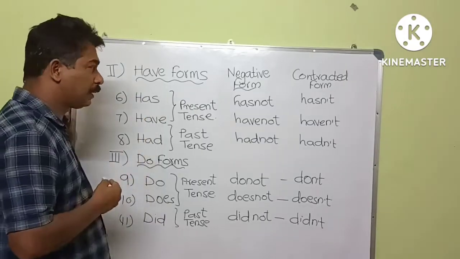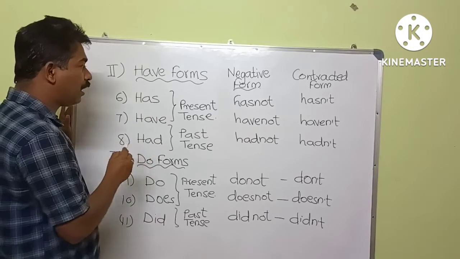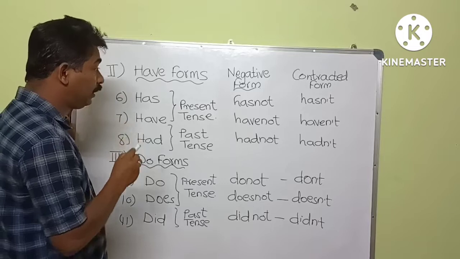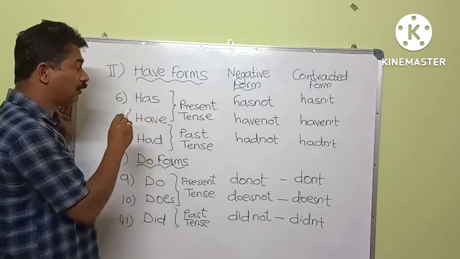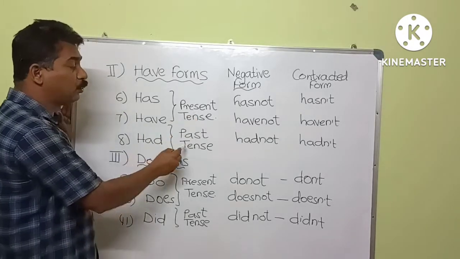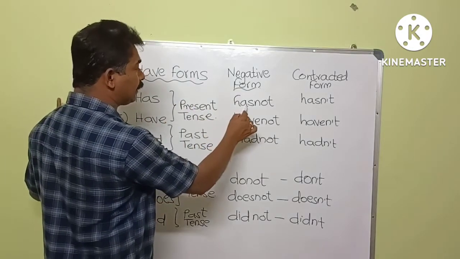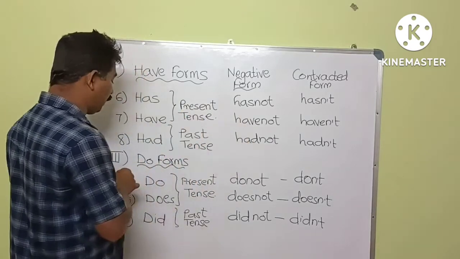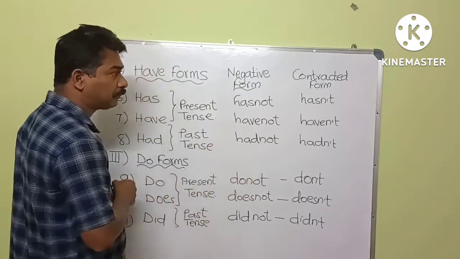Second one, have forms. Has, have, and had are the three have forms that we use in the English language. Has and have are the auxiliary verbs that we use in the present tense. Had is used in the past tense. The negative form of has is has not. Negative form of have is have not. The negative form of had is had not.